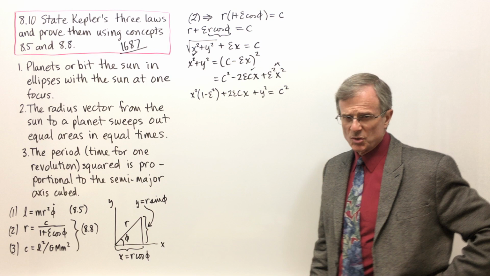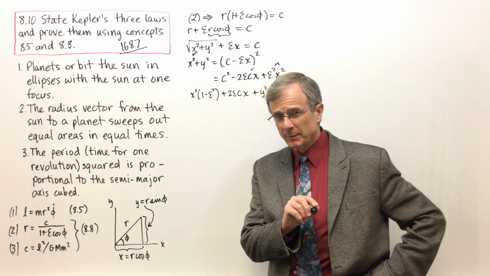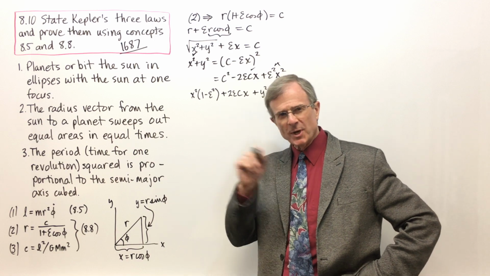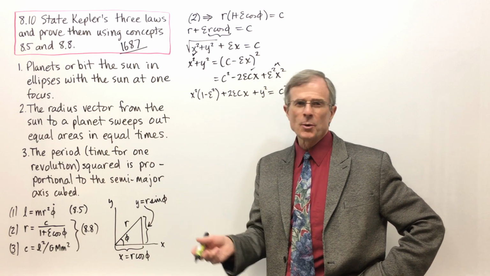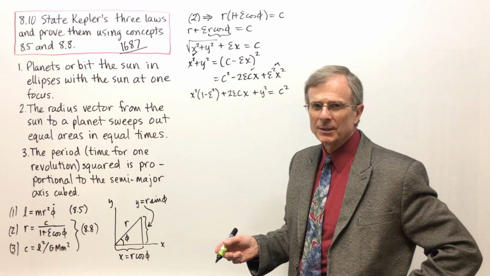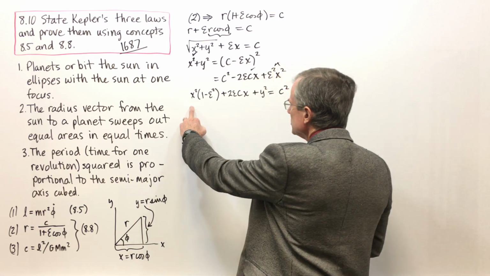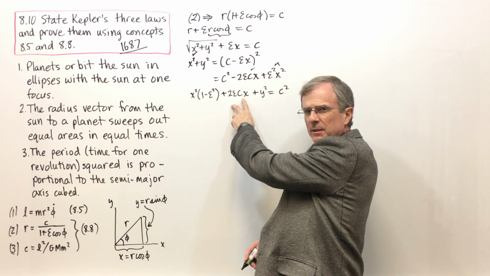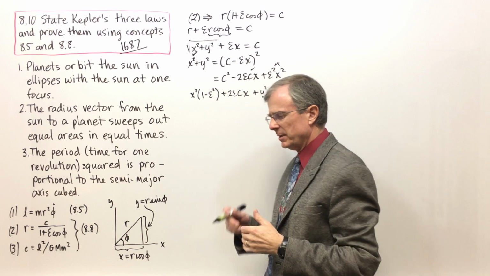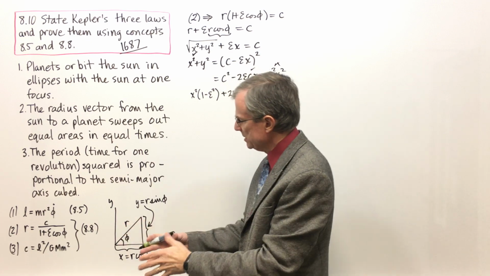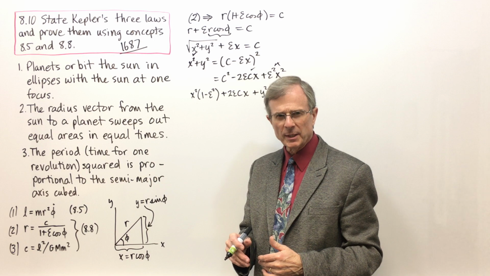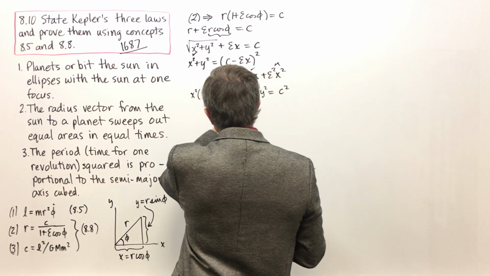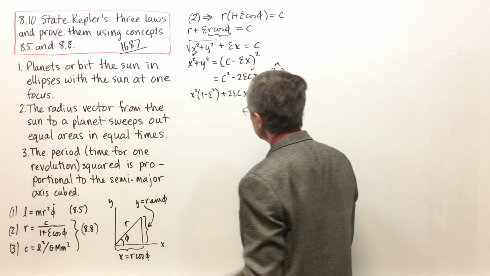I want to complete the square, for reasons that'll become clear in just a minute. I'd like this to look like x squared over a squared plus y squared over b squared equals 1. That's the equation of an ellipse in Cartesian coordinates. And I've got an x squared here and a y squared here, but I've got this x term that's ugly. And the reason is that this equation is not centered on the center of the ellipse, but it's centered on one of the foci of the ellipse. So to complete the square, I'm going to divide through by 1 minus epsilon squared.